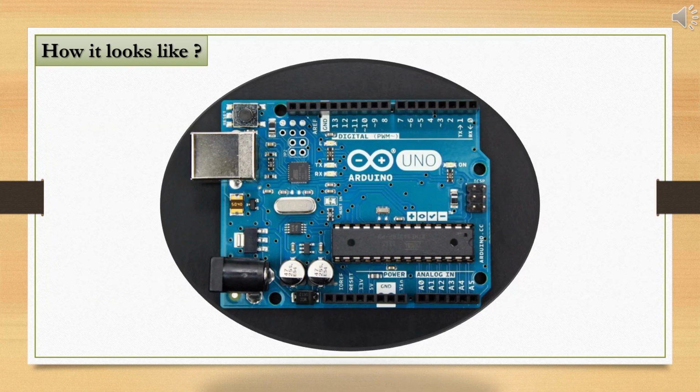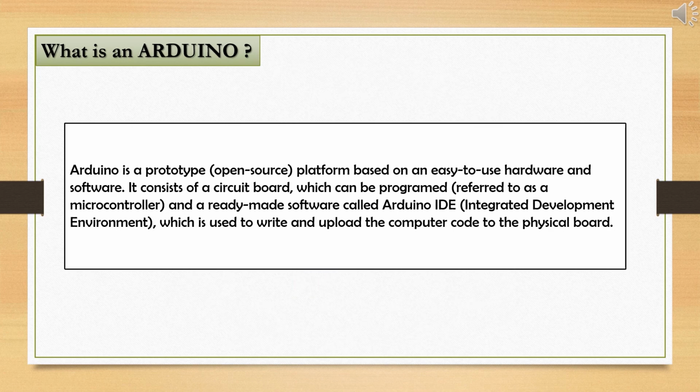Now let us see what is Arduino in detail. In this Arduino board, we are using a microcontroller of the IC family ATmega328. We know that a microcontroller consists of active and passive components along with CPU, input output ports, memory. Basically, what is an Arduino? Arduino is a prototype platform based on easy to use hardware and software. It consists of a circuit board which can be programmed and a ready-made software called Arduino IDE, which is used to write and upload the computer code to the physical board.